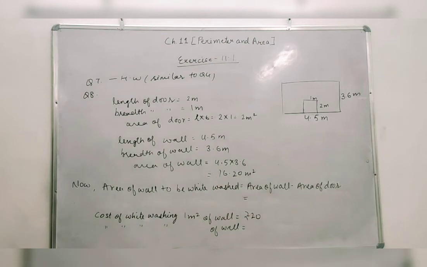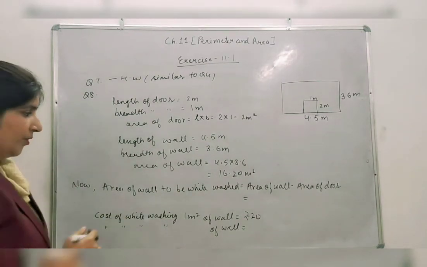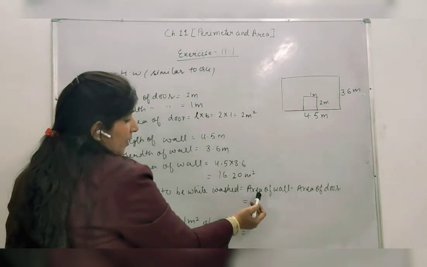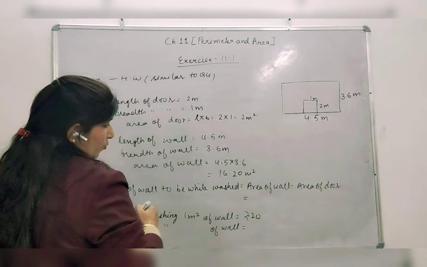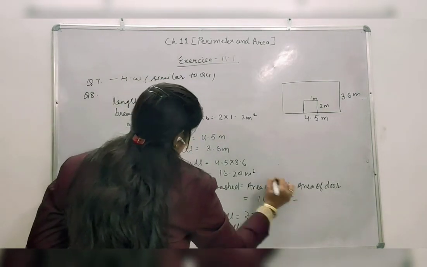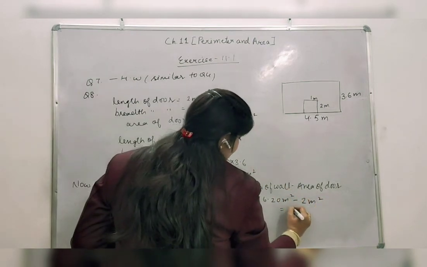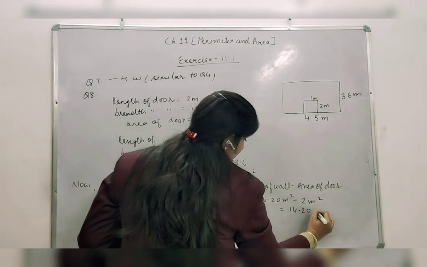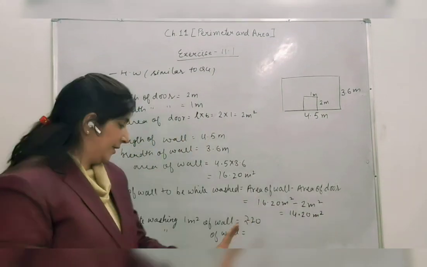Now we will find the area of the wall to be whitewashed. So what area is to be whitewashed? Area of the complete wall minus area of the door. What is the area of the complete wall? That is 16.20 meters square minus 2 meters square. So what will we get here? 14.20 meter square. This will be the area which is to be whitewashed.